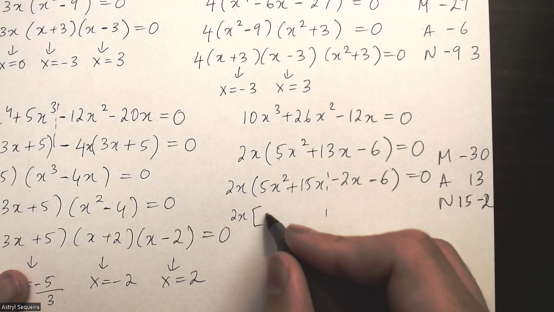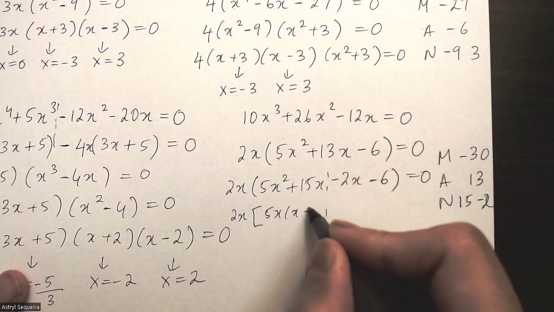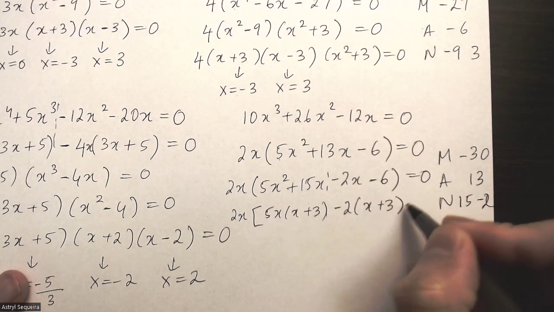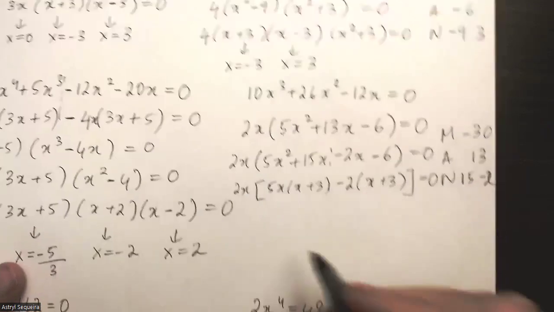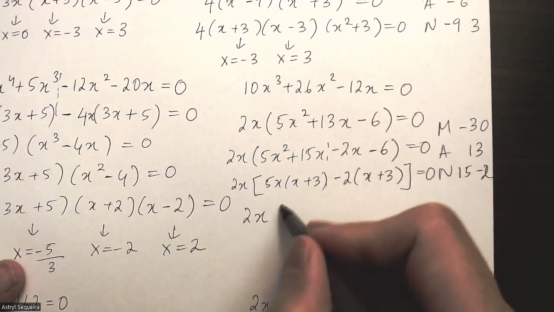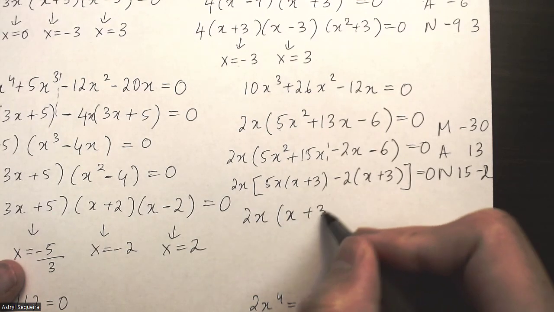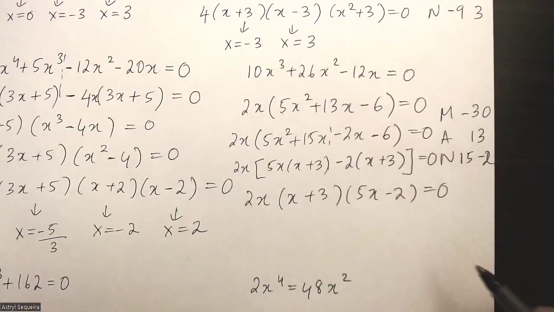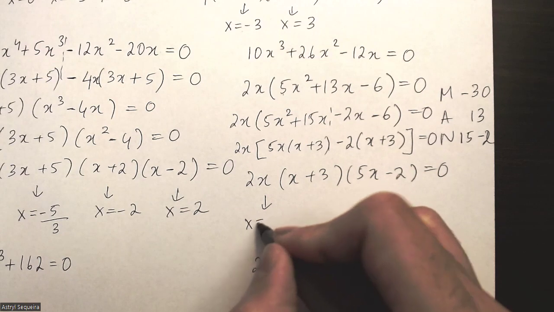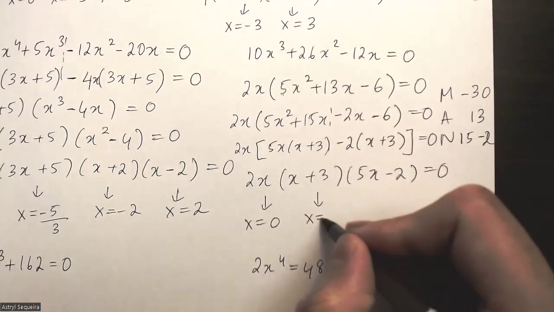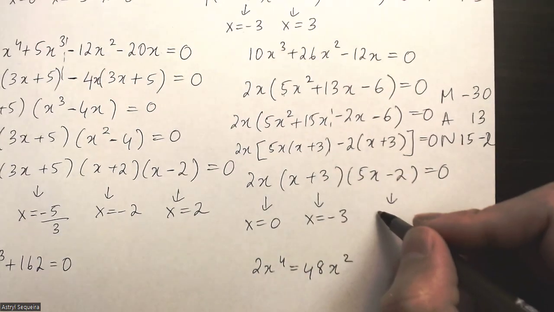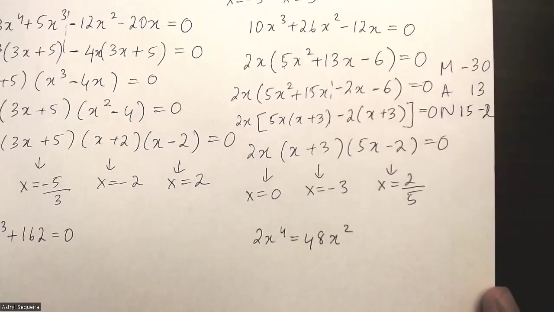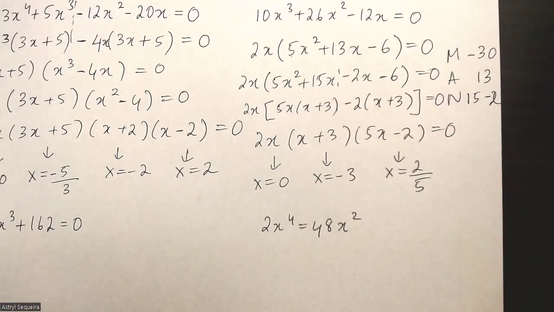Over here, my common factor is 5x, and I'm left with x plus 3. Over here, it's negative 2. I'm left with x plus 3. Then I can finally write it in factored form: 2x, x plus 3, 5x minus 2 equals 0. So my solutions for this one are x equals 0, x equals negative 3, and x equals 2 over 5. 3 solutions for this one over here.